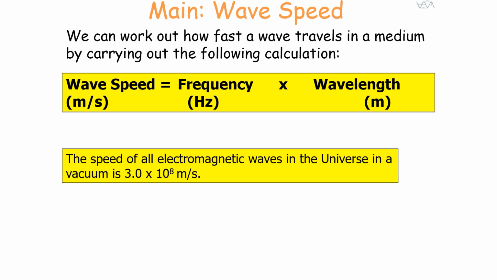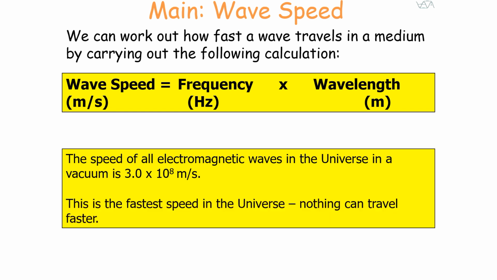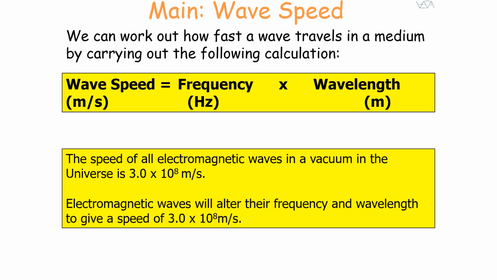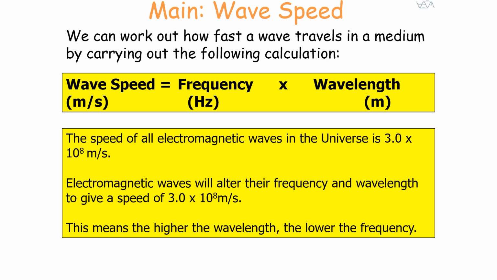Now the speed of all electromagnetic waves in the universe in a vacuum is 3 times 10 to the 8 meters per second. That's the fastest possible speed in the universe. Nothing can travel faster. Now it's important to note that the speed of all electromagnetic waves in a vacuum has to be 3 times 10 to the 8 meters per second. Electromagnetic waves will alter their frequency and wavelength to give a speed of 3 times 10 to the 8 meters per second. So the longer the wavelength, the lower the frequency. The shorter the wavelength, the higher the frequency.